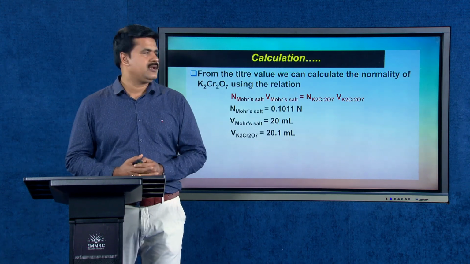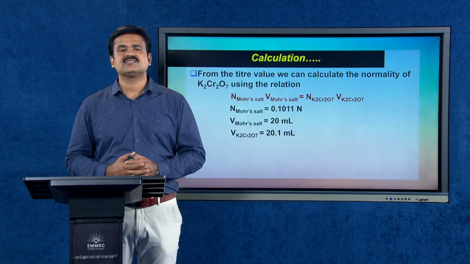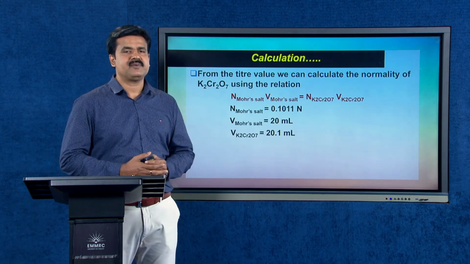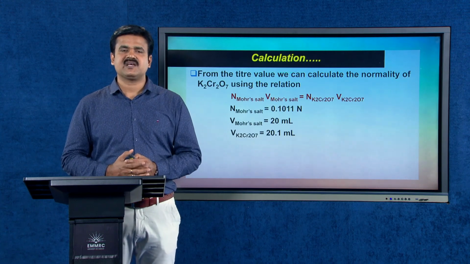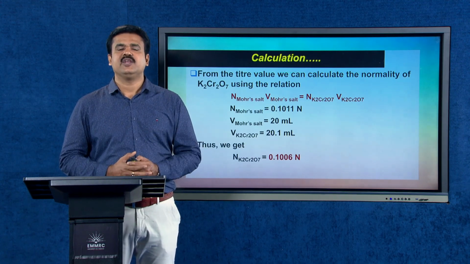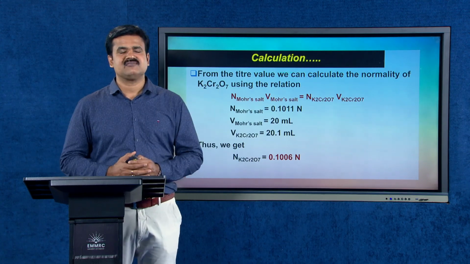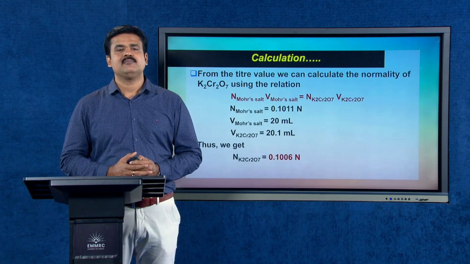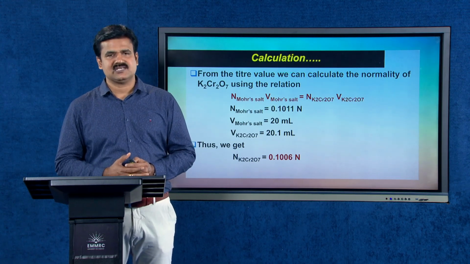N Mohr's salt × V Mohr's salt is equal to N dichromate × V dichromate, and here N Mohr's salt is equal to 0.1011 normal, that we already calculated, and the volume of Mohr's salt taken by pipetting out is equal to 20 ml, and the volume of potassium dichromate used, that is from the concordant value, is equal to 20.1 ml. We get the normality of potassium dichromate from this equation by proper substitution as N K2Cr2O7 is equal to 0.1006 normal. That's why we have standardized the given potassium dichromate solution by using standard solution of Mohr's salt.